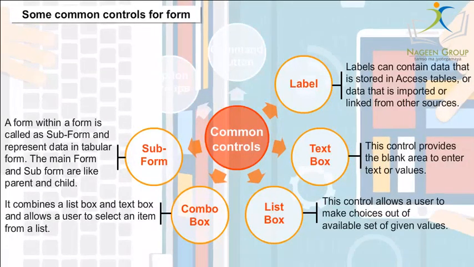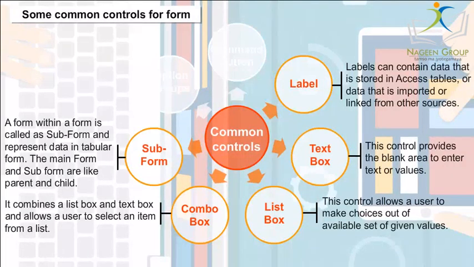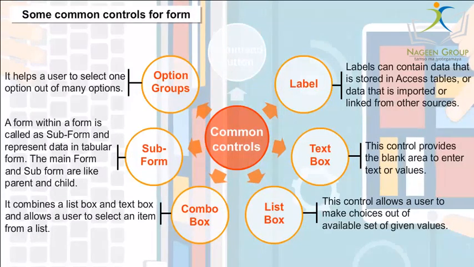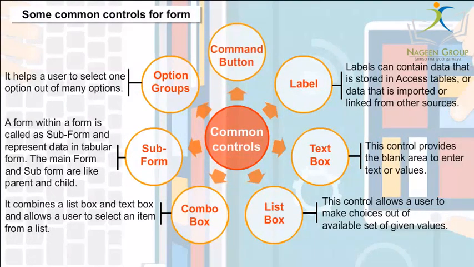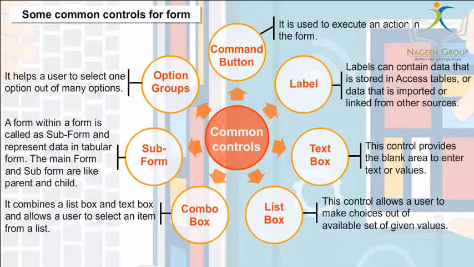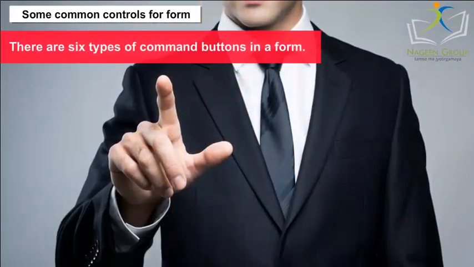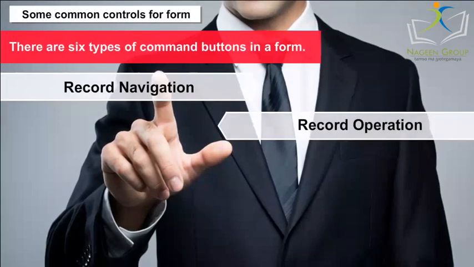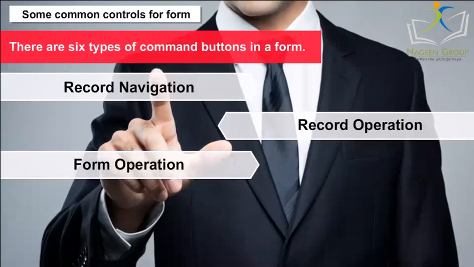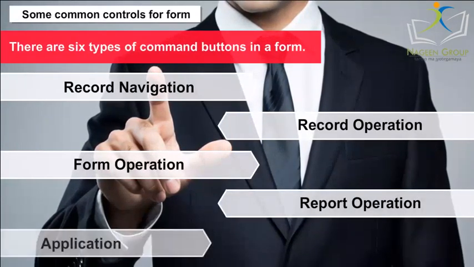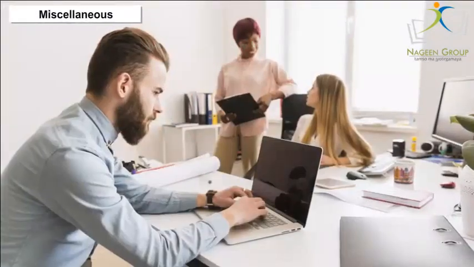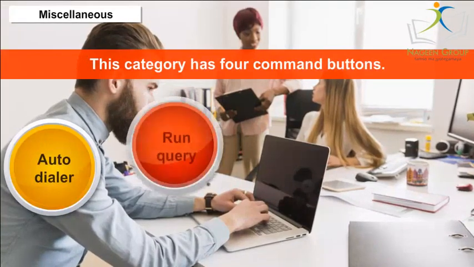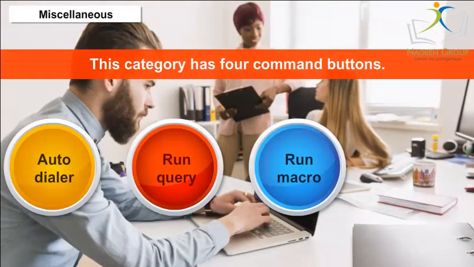The main form and subform are like parent and child. Option groups. It helps a user to select one option out of many options. Command button. It is used to execute an action in the form. There are 6 types of command buttons in a form. Record navigation, record operation, form operation, report operation, application, miscellaneous. This category has 4 command buttons. Auto dialer, run query, run macro, print table.